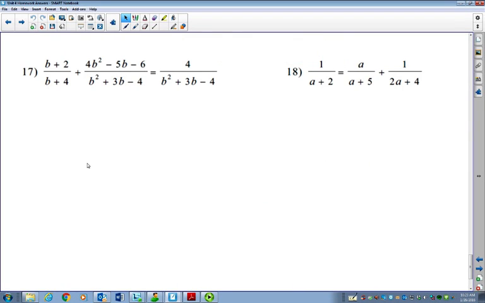Okay, so we're going to finish off with helping you with a problem from the mixed review at the bottom. And so we'll help you with number 18. So number 18, these ones we want to get the denominator the same. So a plus 2, a plus 5, and then 2a plus 4. Well, I can see that this can probably pull out a 2. So that's probably the first step, is to pull out a 2 there.